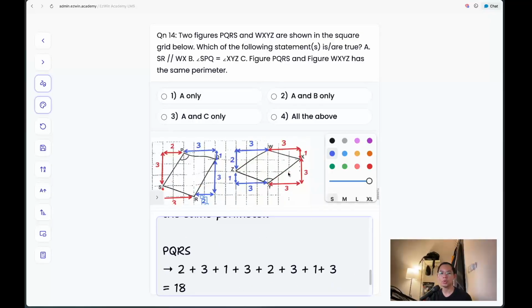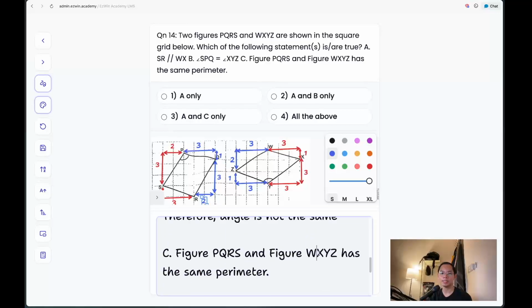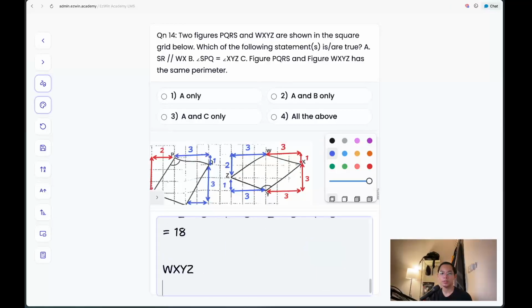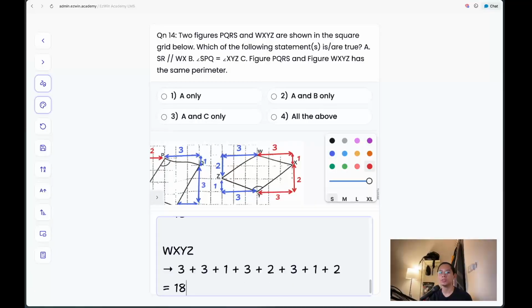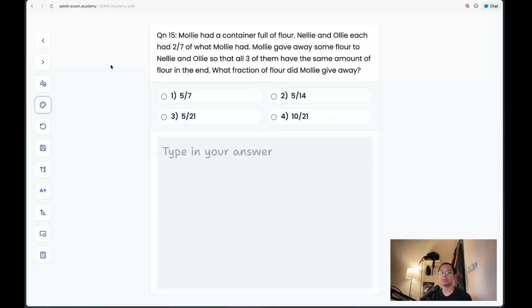So for WXYZ, let's calculate everything as well. In this case, this is 3 plus 3 plus 1 plus 3 plus 3 plus 1 plus 3 plus 3 plus 3 plus 2. And this is also 18. So that means A and C are correct. So option number 3. Okay, let's move on to question 15.